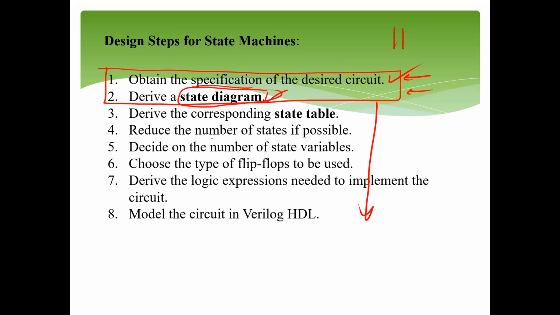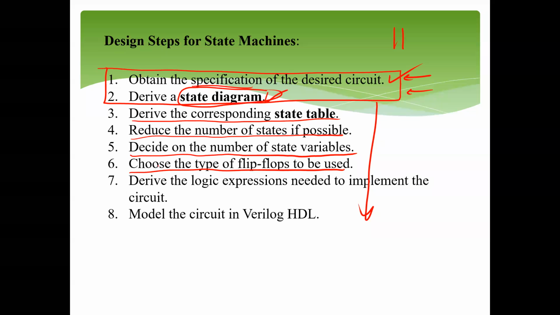Okay, so after you have your state diagram, write your state table. Looking at your state diagram, if you have some reduction you can use, like if you get any unused states or states you'll never reach, you can reduce the number of states. And then from the number of states, you decide the number of state variables, how many you need.